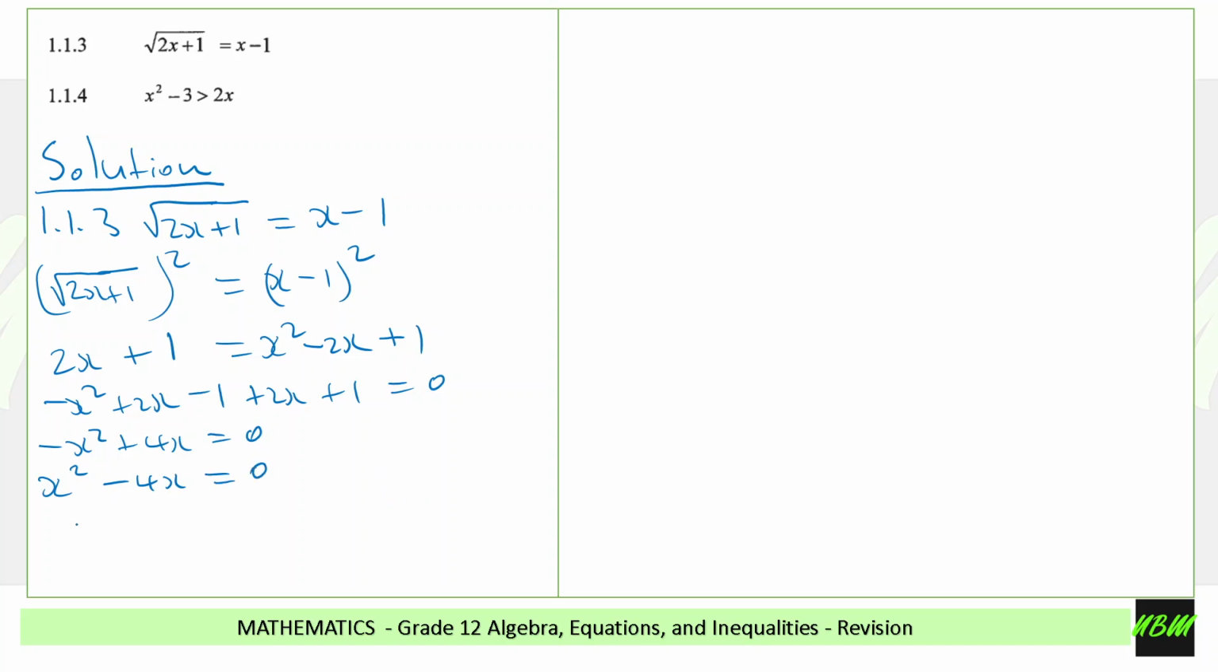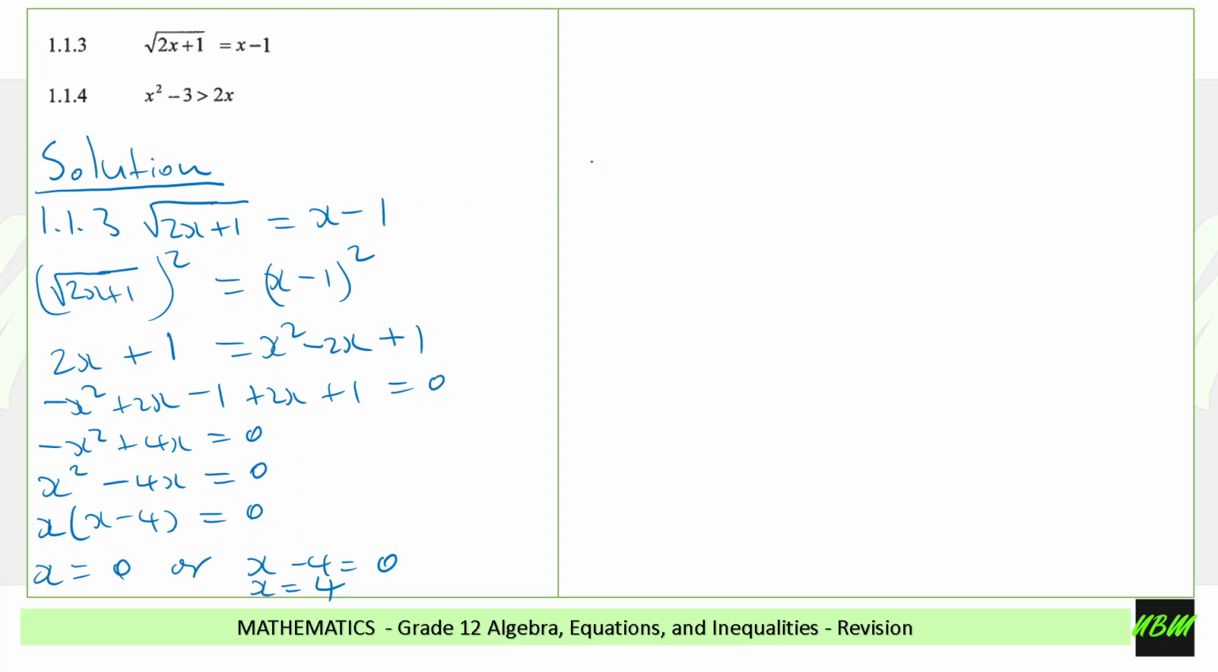Then our quadratic equation, x squared minus 4x, take out the common factor of x, then we'll be left with x minus 4 inside the brackets equal to 0. Then equate each factor to 0, x will be equal to 0, or x minus 4 will be equal to 0. Therefore, x will be equal to 4.